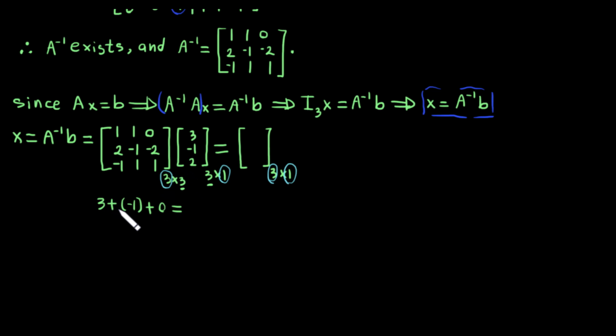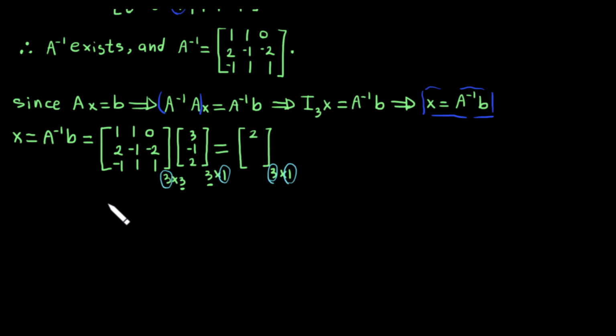So 3 plus with minus, it will be -1, and of course the 0 will disappear. 3 minus 1, it will be 2. So here I will write 2. To find this element here, we have to multiply this row by this column.